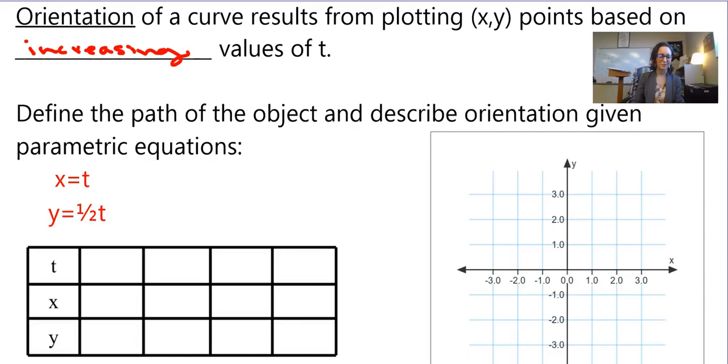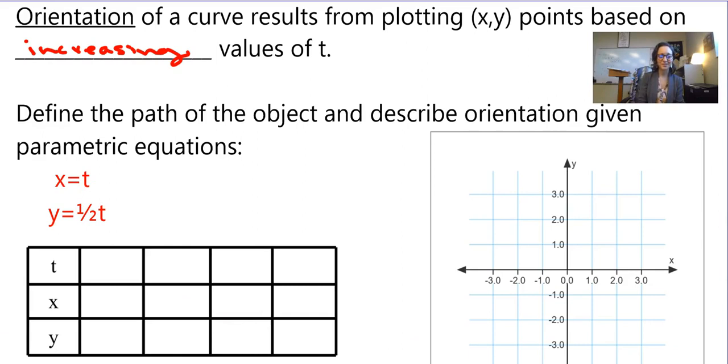So let's try a little preview of a problem here, a little warm-up problem. It says define the path of the object and describe orientation. Remember, that is what we get from points based on increasing values of t, given these parametric equations. So I'm going to force a pause on your screen. I'd like for you to copy these equations, this x and this y, and then make a table for me as well. All right, we are back.